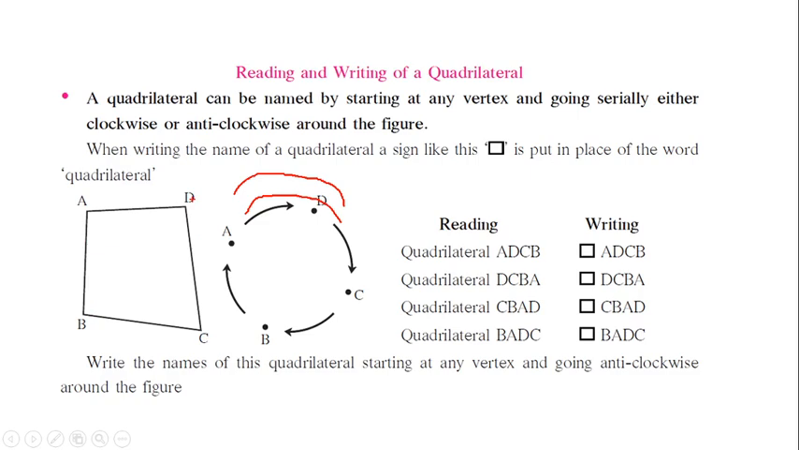Okay, it is not necessary you have to start from A only. You can start from any point. You can start from B, you can start from C, you can start from D. Let us take one more example of how to write a quadrilateral from point C, anti-clockwise as well as clockwise. Anti-clockwise means like this and clockwise means like this. First we will go anti-clockwise, quadrilateral C, D, A, B and quadrilateral C, B, A, D. Okay, so this is how to read a quadrilateral.